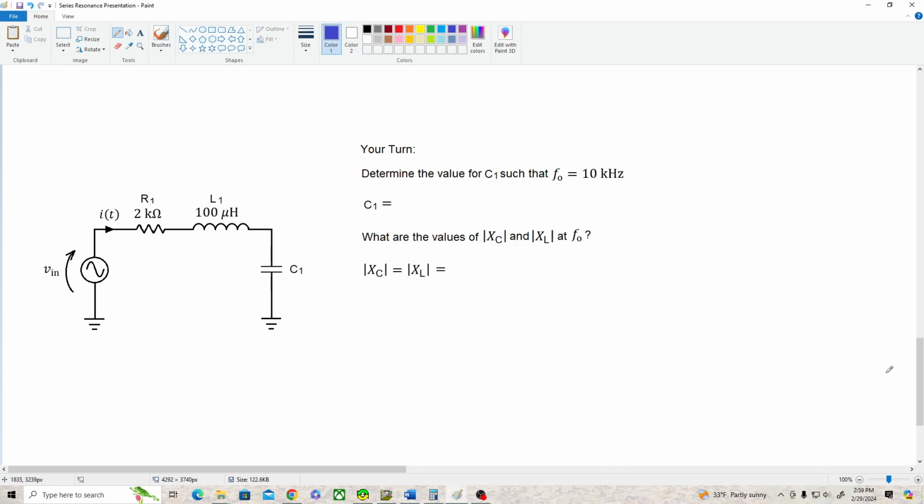And this time I'd like you guys to figure out what capacitor value C1 has to have in order to produce a resonant frequency of 10 kilohertz for this circuit. Then at the resonant frequency, what do we have for X sub C and X sub L? All right, and I'll leave you with that.